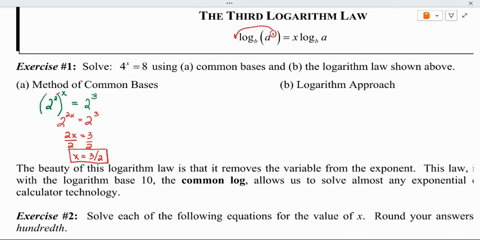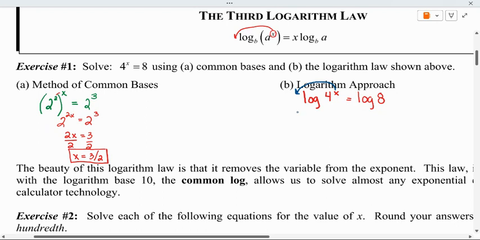So we take some exponential function, so we write it as log of 4 to the power of x equals log of 8. That's how we write it. So now what do I do with this exponent? Move it to the front. So I really have x log 4 equals log 8.